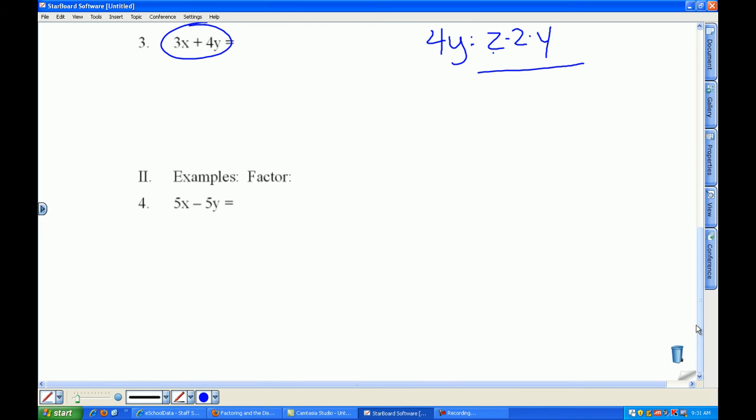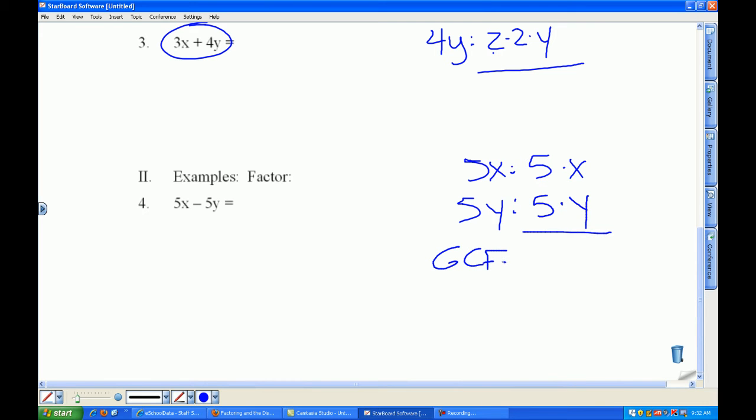Alright, number 4. 5x, 5y. You'll notice that both terms have a 5, so there's definitely something we can factor out here. And when we want to figure that GCF out, we're going to need a 5. They don't have an x in common, they don't have a y in common, so your GCF is just going to be 5. So we'll prepare this problem for factoring.